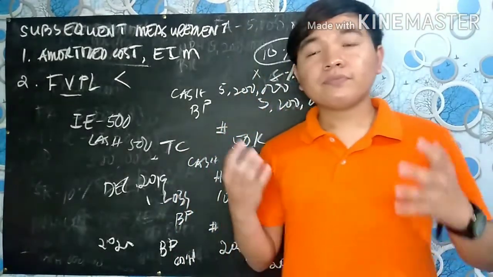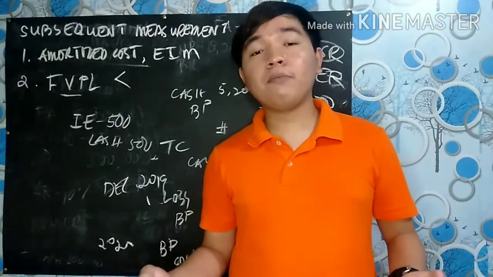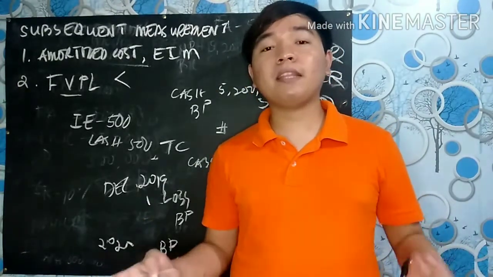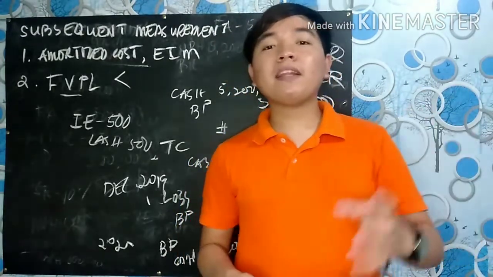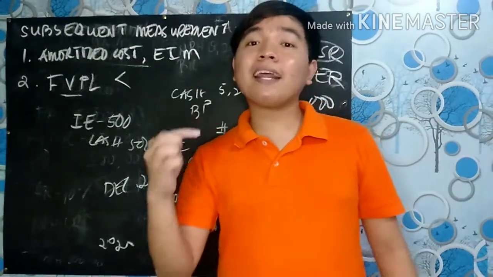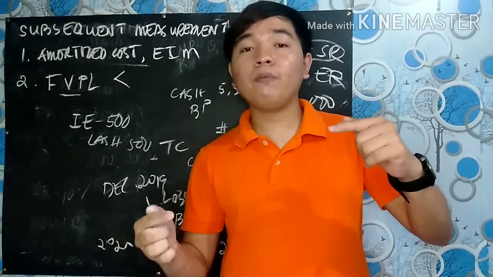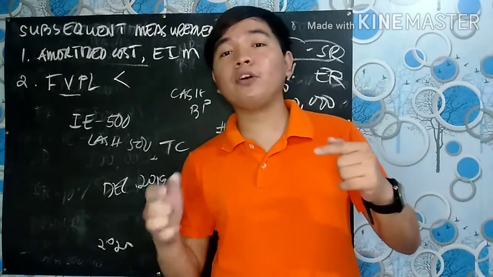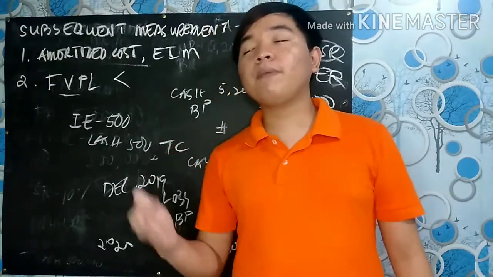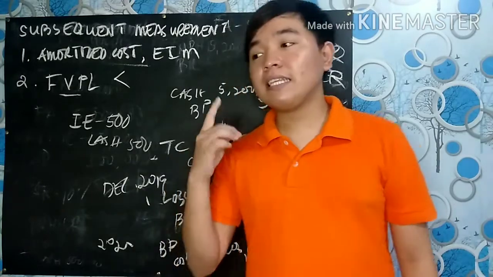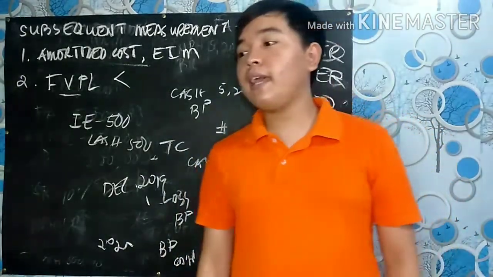Why? Because nag-compute tayo ng interest expense ng interest payment natin, nag-debit tayo ng interest expense and nag-credit tayo ng cash. Diba? Kapag nag-amortize tayo, credit natin yung interest expense, tapos dinidebit natin yung premium on bonds payable. So, ang effect nun, nabawasan yung interest expense natin. So, magiging pinaka-effect nun sa net income natin is increase. So, the answer is letter D, decrease and increase.